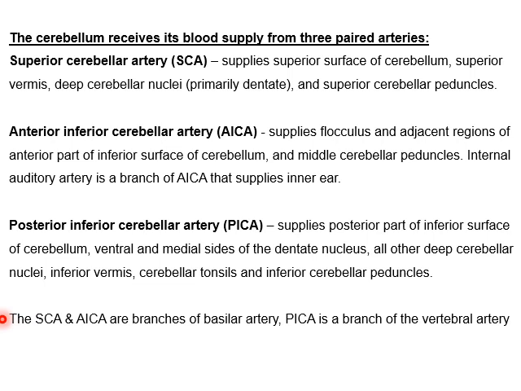This slide shows you the blood supply of the cerebellum. It's very important to understand from where the cerebellum gets its blood supply. It comes from three paired arteries: the superior cerebellar artery, anterior inferior cerebellar artery, and posterior inferior cerebellar artery. The superior cerebellar artery supplies the superior surface of the cerebellum, the superior vermis, the deep cerebellar nuclei, especially the dentate nucleus, and the superior cerebellar peduncles.